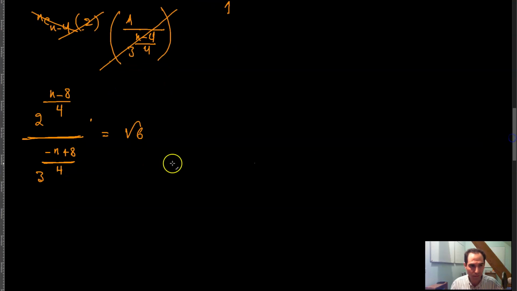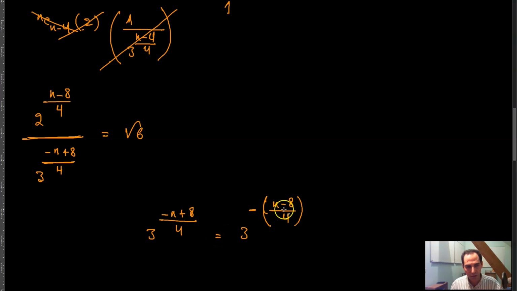Now, since the bases are not the same, but the powers could be made the same, meaning that if you multiply a negative sign by this, you could write it as 3 raised to the power (negative n plus 8) over 4. You can write it as 3 raised to the power negative of (n minus 8) divided by 4, right?